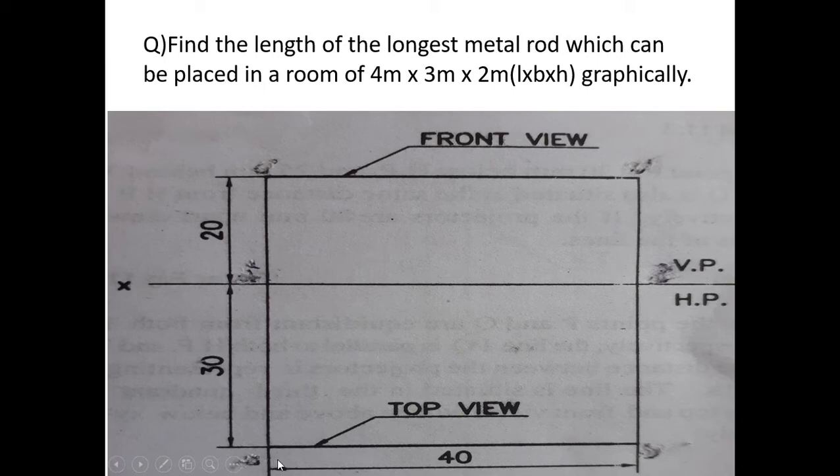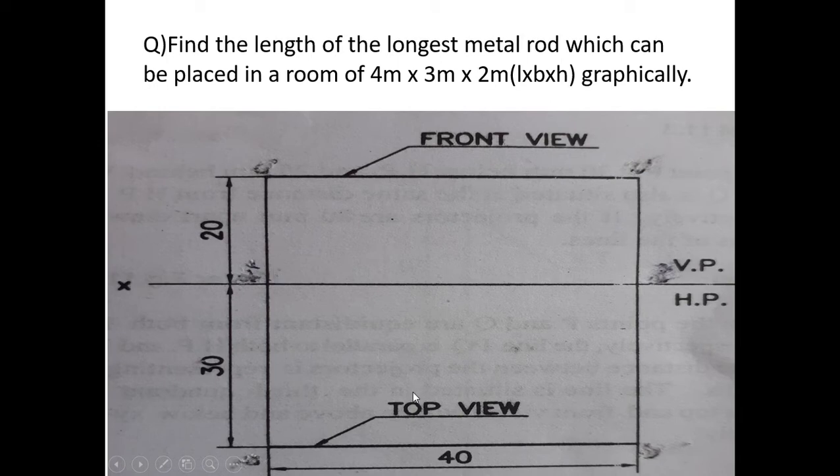Front view is a rectangle of 4 by 3 meter. So here we are taking 1 meter equal to 10 centimeter. So you draw a 4 centimeter long and 3 centimeter wide rectangle as the top view. And in the front view you can see the height. So 2 meter, that is 2 centimeter, is the height of the room. So you are drawing a rectangle of 4 by 3 centimeter to represent the top view, and another rectangle of 4 by 2 centimeter to draw the front view.